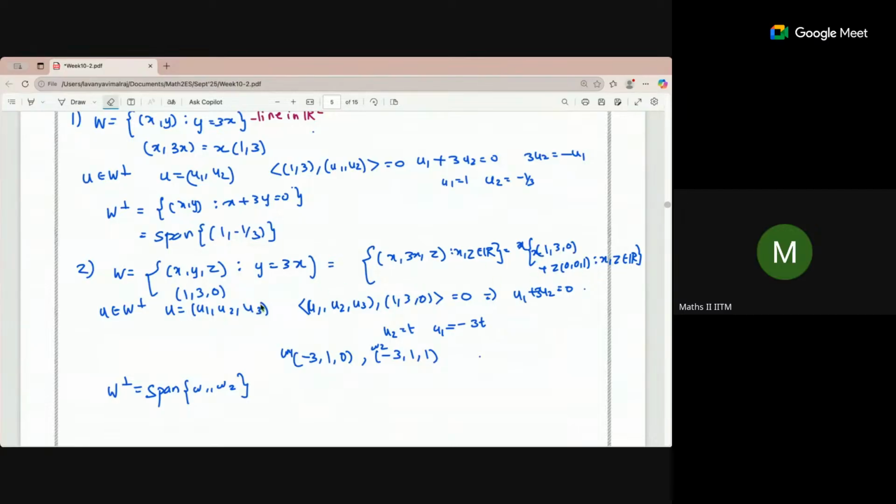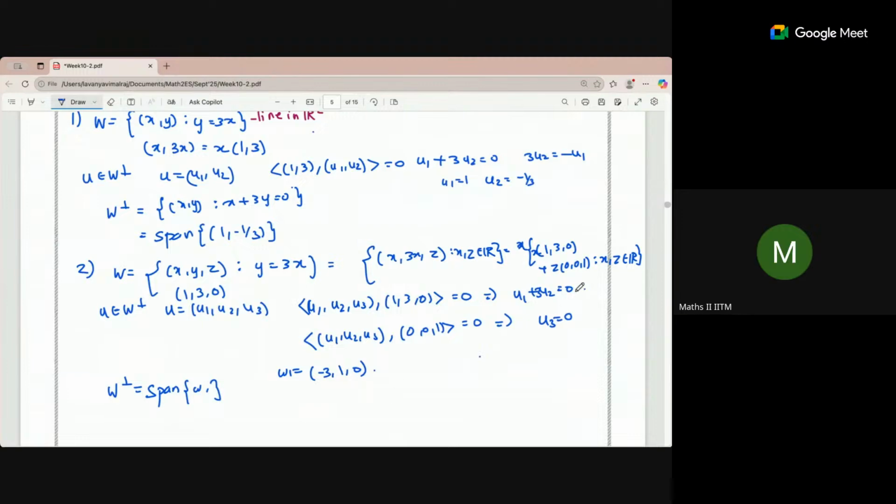Yes, exactly. So one vector is (1, 3, 0), for which you get this condition u1 plus 3 u2 is equal to 0, and you also have to check the other condition. If you take the inner product of (u1, u2, u3) with (0, 0, 1), it gives you u3 equal to 0. So in that case, you will specifically have W perp equal to span of W1, where W1 is simply the vector (minus 3, 1, 0).